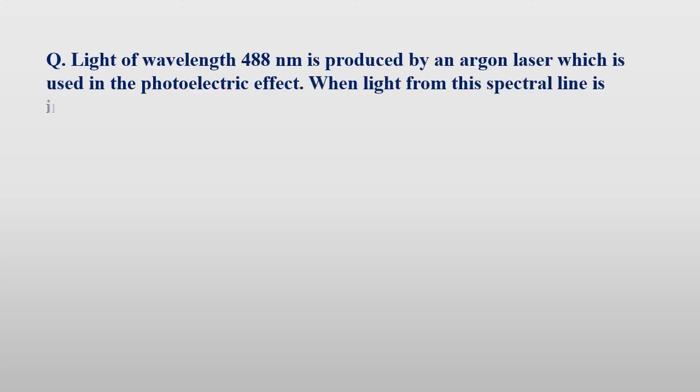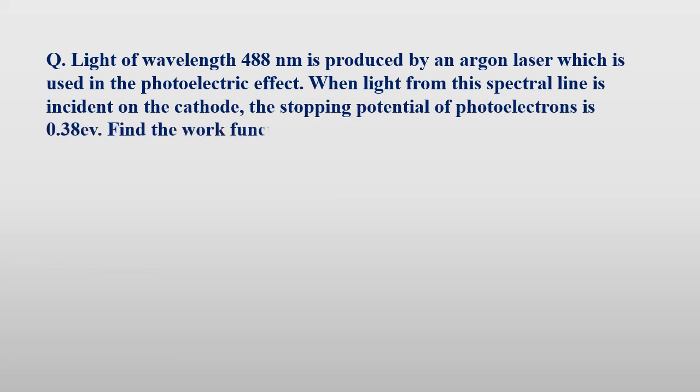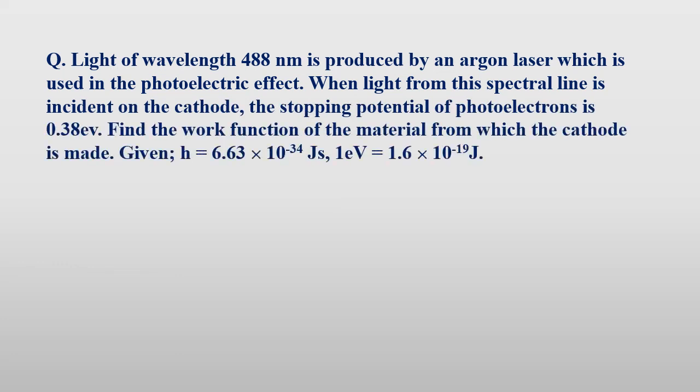Next question. Light of wavelength 488 nanometer is produced by an argon laser which is used in the photoelectric effect. And the light from this spectral line is incident on the cathode. The stopping potential of photoelectrons is 0.38 electron volt. Find the work function of the material from which the cathode is made. Given H is equal to 6.63 into 10 to the power minus 34 joule second. 1 electron volt is equal to 1.6 into 10 to the power minus 19 joule.